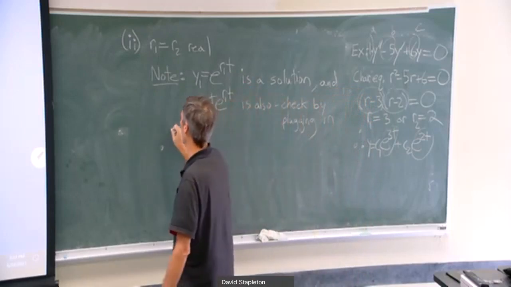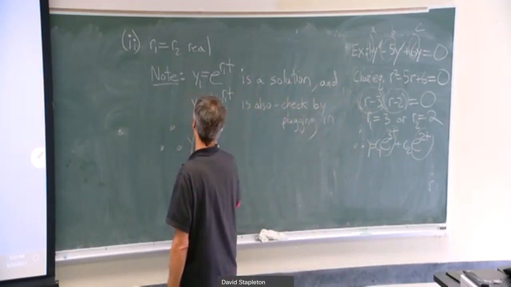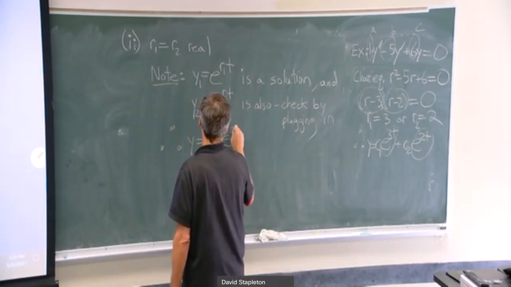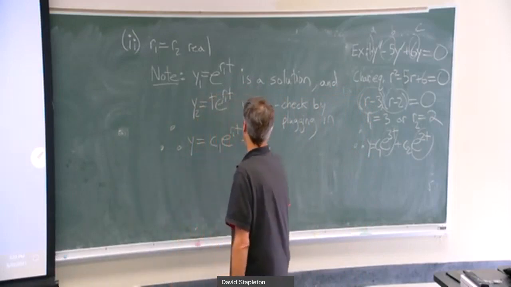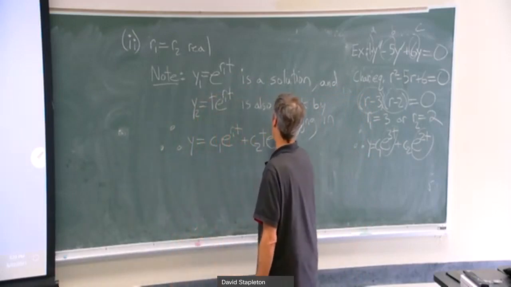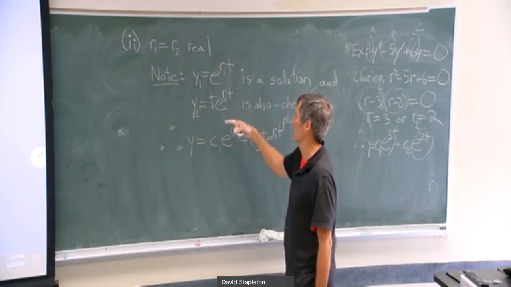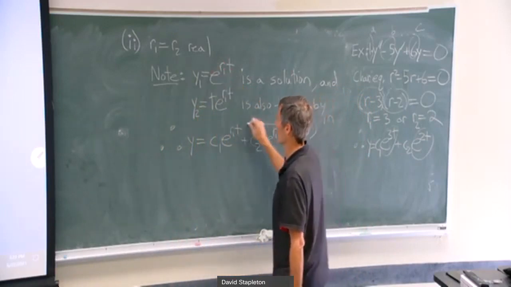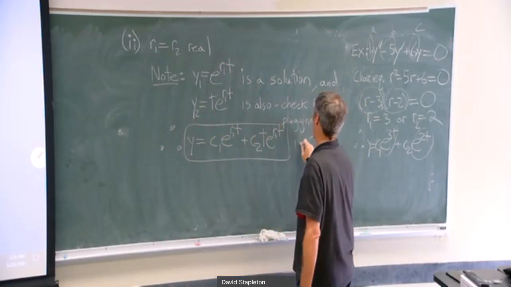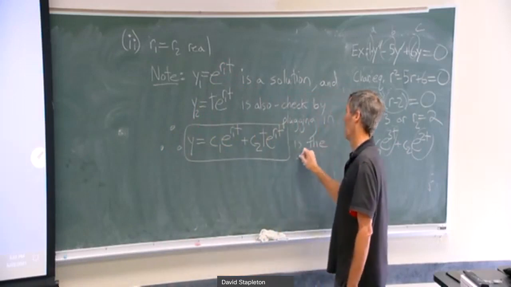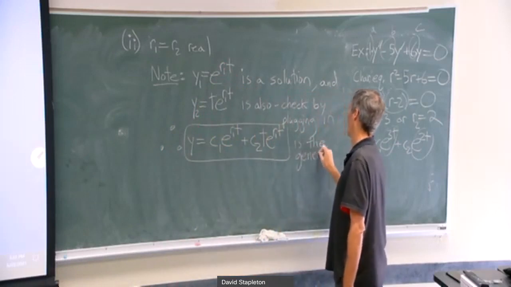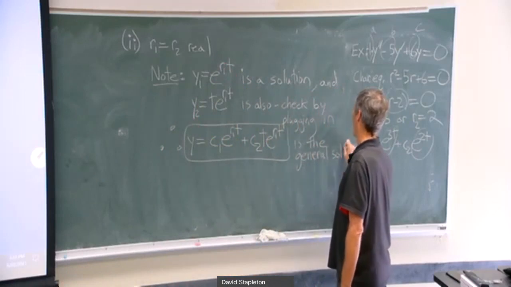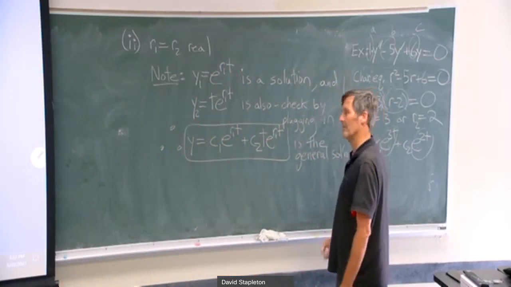So therefore, immediately y equals C1 e to the R1t plus C2t e to the R1t, R1 equal R2, right, is the general solution. How about that? Easy as that.